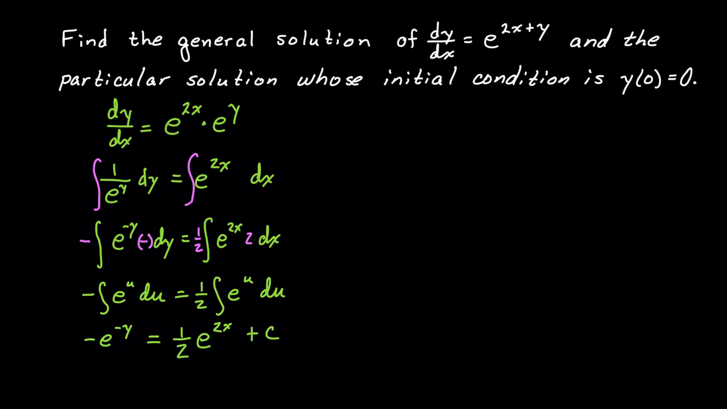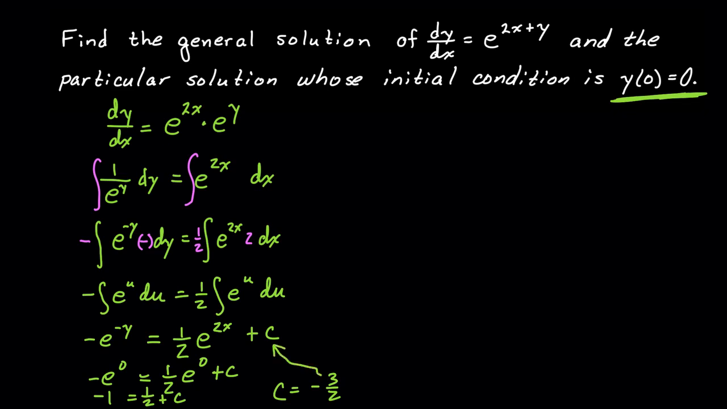All right, so now we're going to find our c value by plugging in our initial condition. The initial condition is y of 0 equals 0. So that will be negative e to the 0 power, and 1/2 e to the 0 power, which means negative 1 equals 1/2 plus c. Therefore, c is negative 3/2.